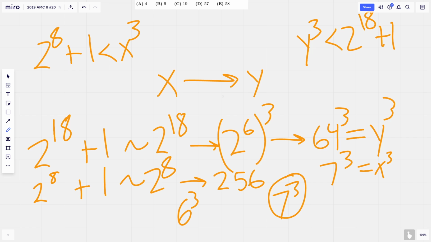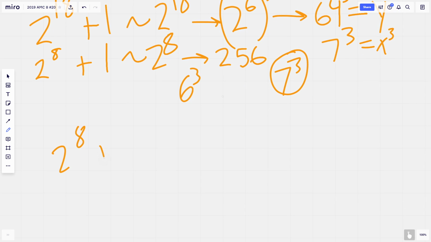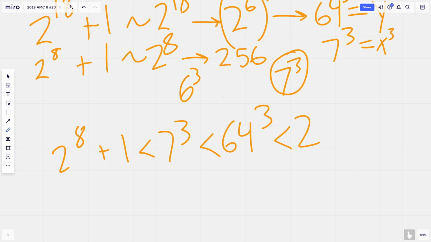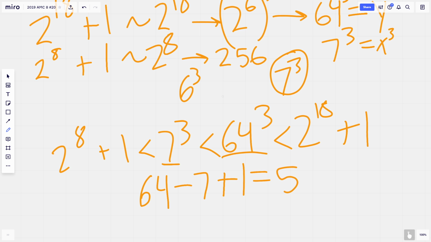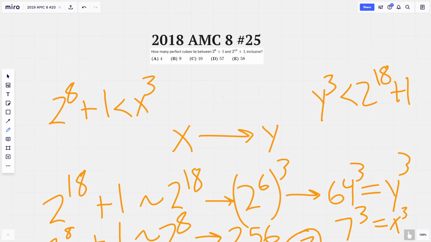Now that we've bounded 2 to the 8th plus 1 to be less than 7 cubed, which is less than 64 cubed, which is less than 2 to the 18th plus 1, we can find all perfect cubes that lie between 7 cubed and 64 cubed. And this is an inclusive list, so we want to include both 7 and 64 in our count. So 64 minus 7 plus 1 is equal to 58. And that's the amount of cubes that are between 7 cubed and 64 cubed. So our answer is E, 58.